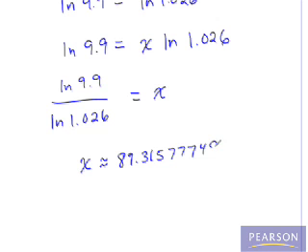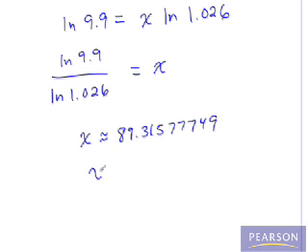89.3157749. And because we're trying to determine a year, we're going to round this off to the nearest whole number. So we're going to simply say x is approximately equal to 89. And recall x is the number of years after 1900. So the answer to Part B would be the year 1989.